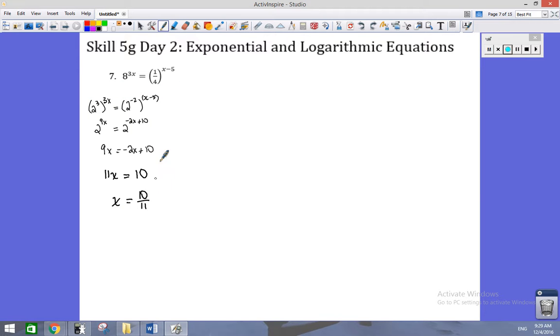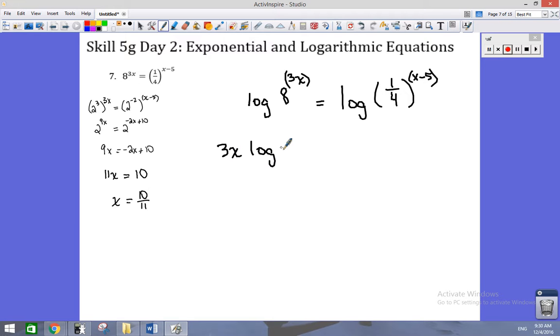If I did not recognize that I can rewrite the base as the same, I can take the common log of each side. Now this exponent and this exponent, by the power rule, come down in multiplication. So I've got 3x times the log of 8, and I've got x minus 5 times the log of 1/4.